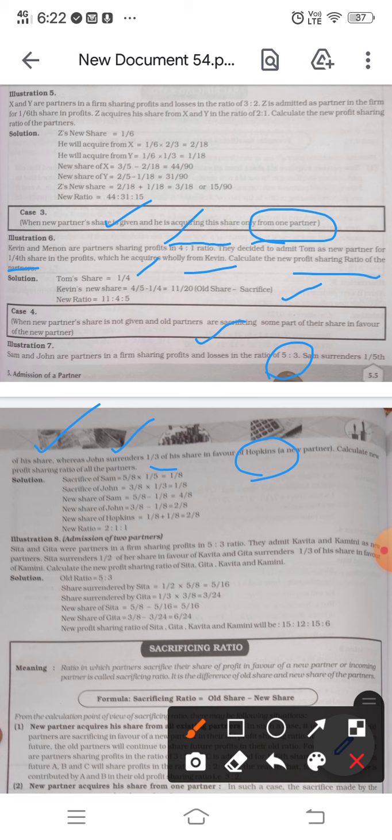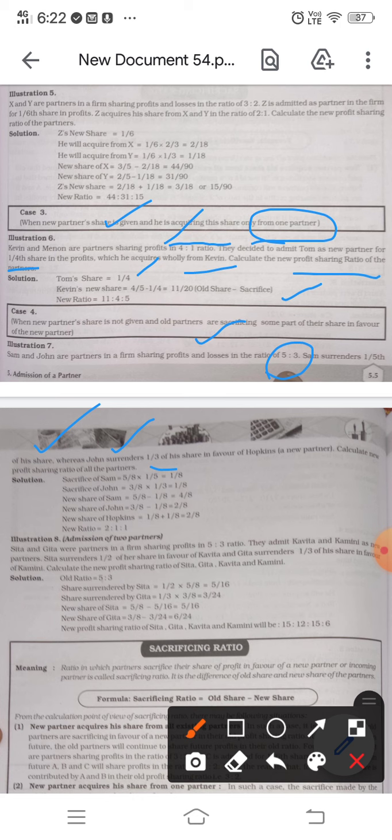That is old share minus sacrificing share. I'm right. It is the formula. So we have to use that formula. What is the old share for the Sham? That is 5/8. Minus sacrificing, we calculated, no, 1/8. That is 4/8. For the John also the same procedure. And now we have to see what is the new share of the new partner.